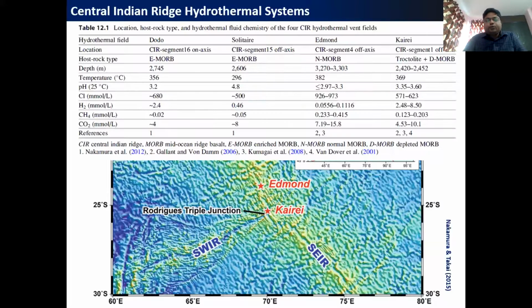Now, if we look at the hydrothermal vent fluid composition in these 4, Dodo, Solitaire, Edmond, and Kairei, we found that in the Kairei vent, which is the most popular, the host rock differs. In all the other 3, the host rock is MORB, basalt. But in the Kairei vent, the host rock is troctolite and DMORB. So there is a component of troctolite actually. And there is one important thing I want to show you, okay, maybe I will show you later.